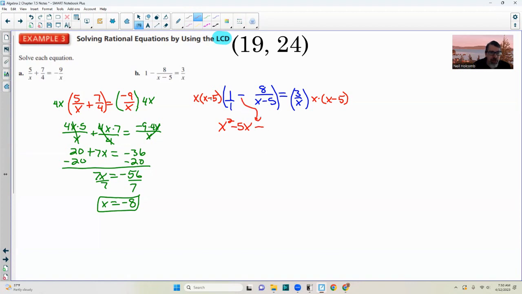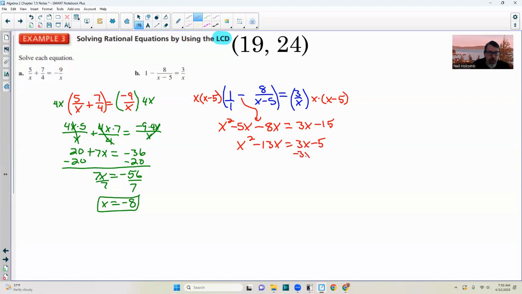Now I'm going to multiply this times this, but the x minus 5s will cancel, so it's just going to be 8 times x, which is 8x, equals, and here the x's cancel, so I'm going to distribute the 3 throughout here and get 3x minus 15. Okay, with a little bit of practice, this gets really easy, and I'm going to simplify by combining like terms first, so it's x squared minus 13x equals 3x minus 15. And since I have a squared here and I don't here, I have a quadratic, and I want to get it equal to 0.